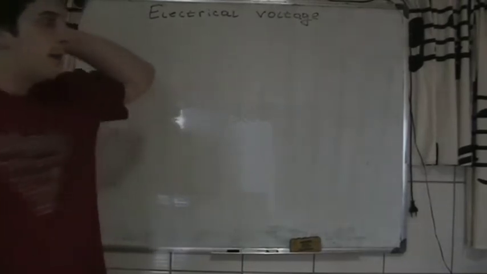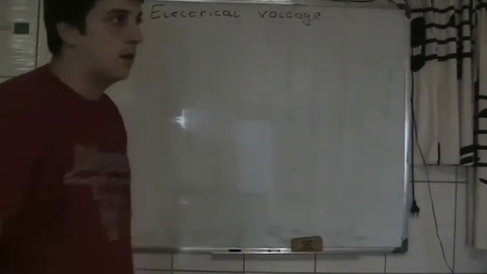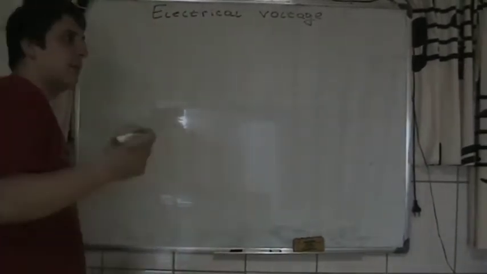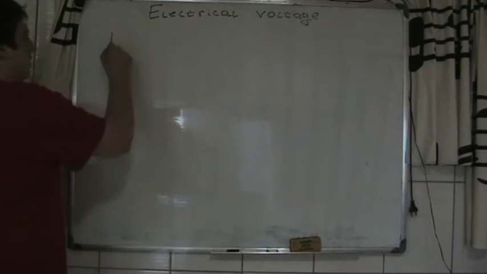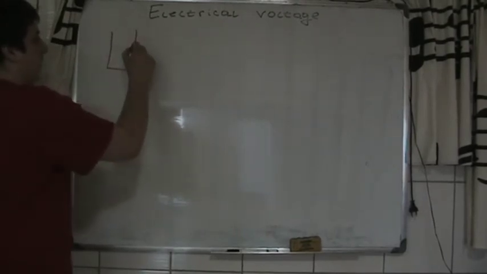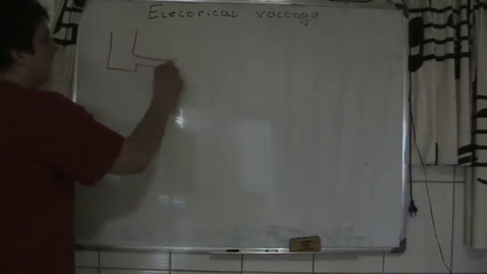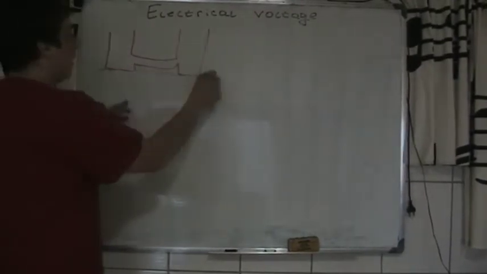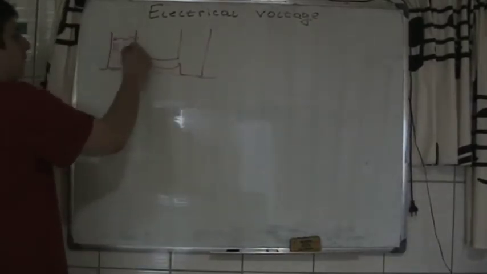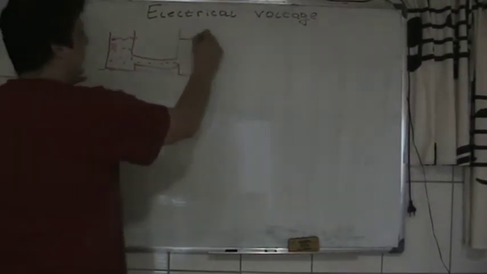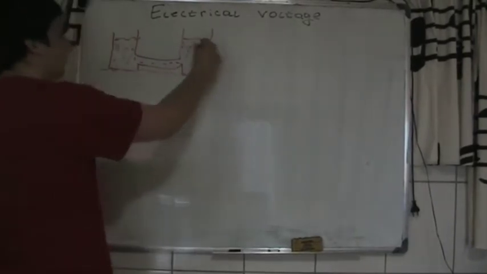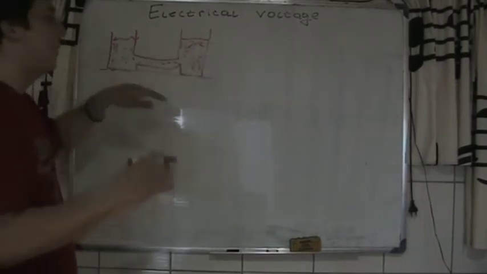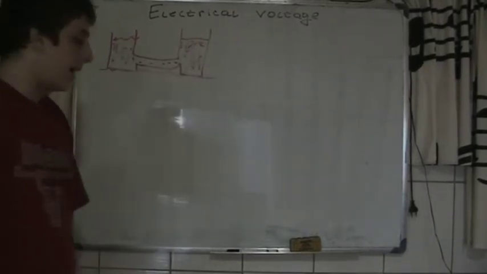For example, in classical physics we had potential energy. Let's say we have two glasses of water, connected with a tube like this, and they're on the same height. When you fill it with water, you'll see that there won't be any flow of water when they are on the same height.